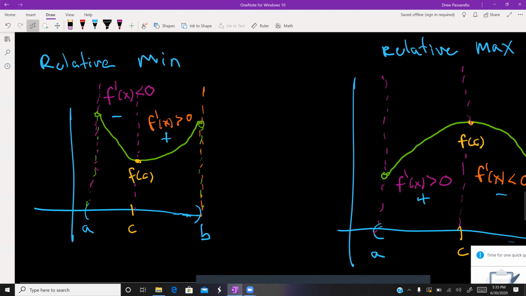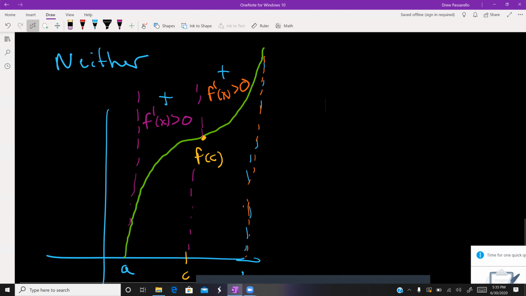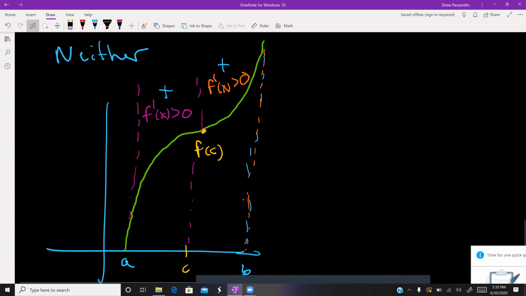And then here's a picture that represents neither. So you have c, and to the left of c, the function is increasing, and its first derivative is positive. But also to the right of c, the function is still increasing. And again, it's positive for its first derivative. So the sign doesn't change for its first derivative. It's positive on both sides. So this is a case where it's neither a relative min or a relative max. I believe they call this, which we'll learn in the next section, an inflection point.